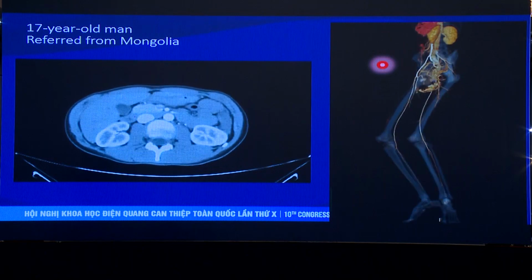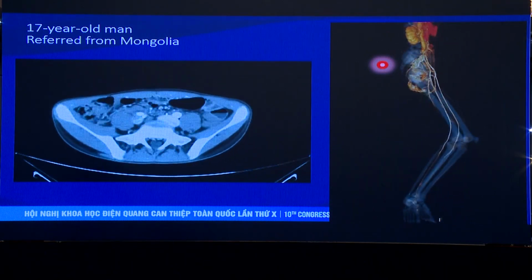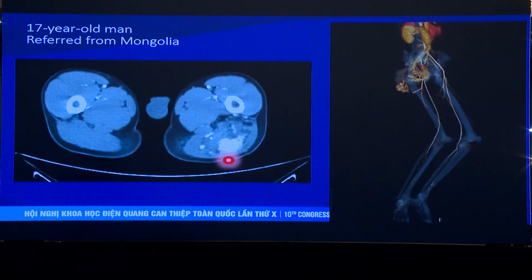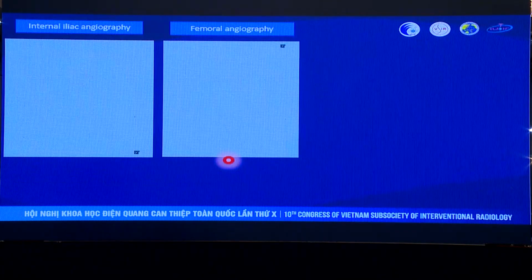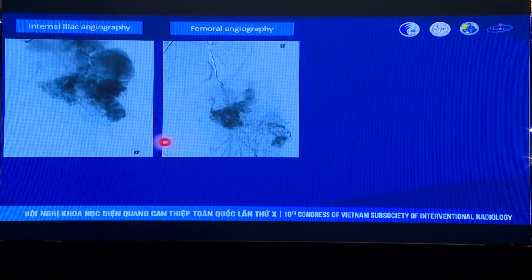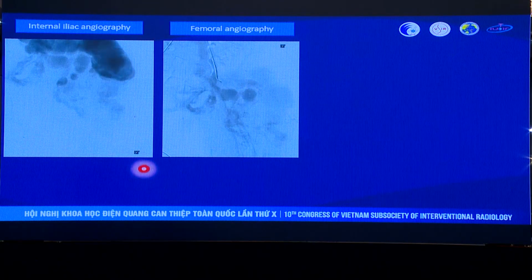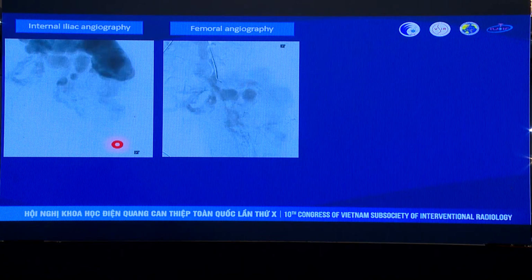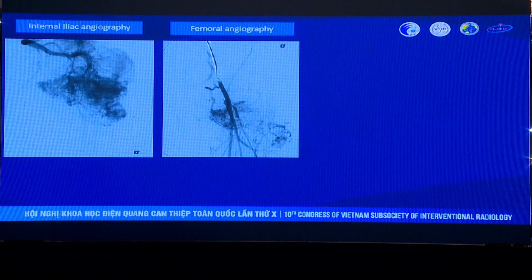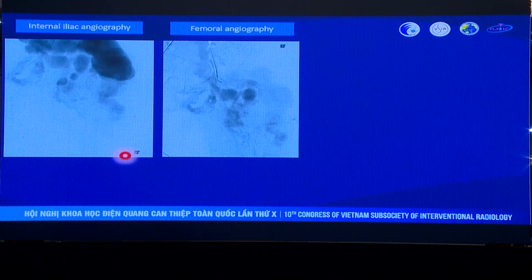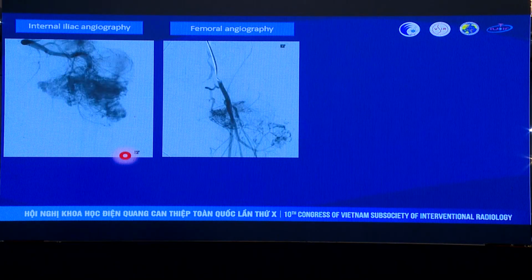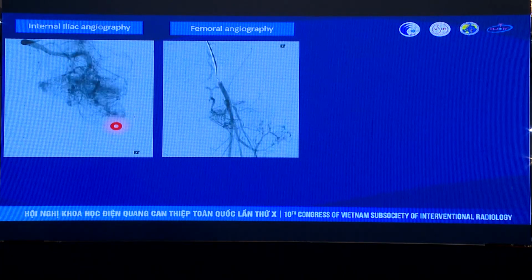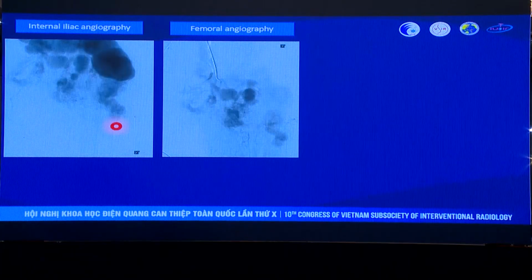This is a patient referred from Mongolia. He has a huge type 3B AVM, and this is the initial angiography. It's a very aggressive one, and as you can see in the angiography, where is the first visualized vein? Here is the vein from the fistula.